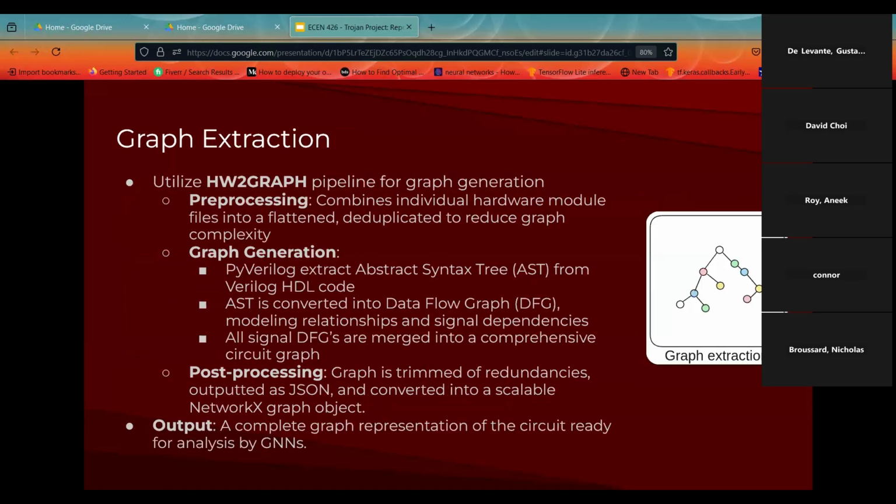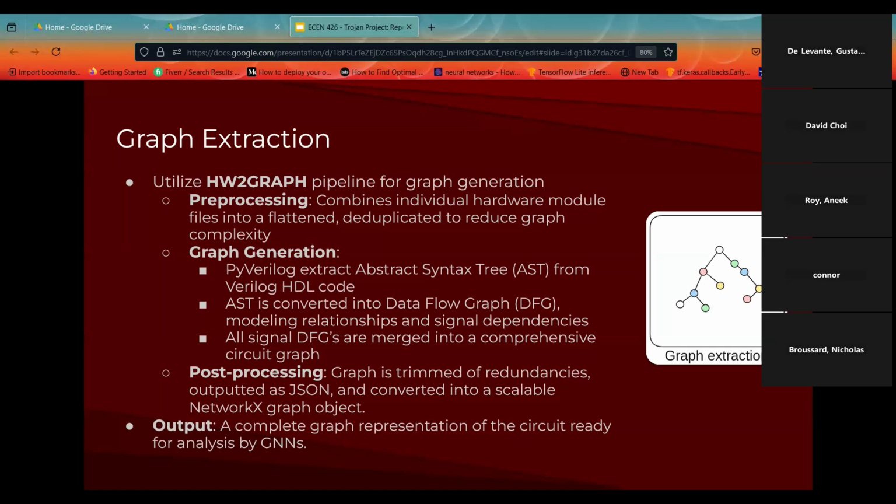In this slide, I'll walk you through the graph extraction process, which is a critical step in preparing hardware designs for analysis. We utilize the HW2VEC graph pipeline for generating graphs from hardware designs. This pipeline allows us to convert raw Verilog HDL code into a structured graph representation that can be processed by our model. The first step in the pipeline is pre-processing. Here, individual hardware module files are combined into a single flattened file. This process eliminates duplicates and simplifies the graph structure, reducing its overall complexity.